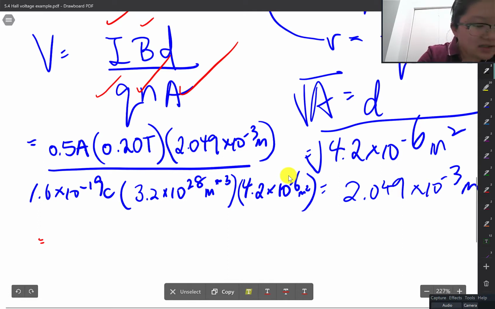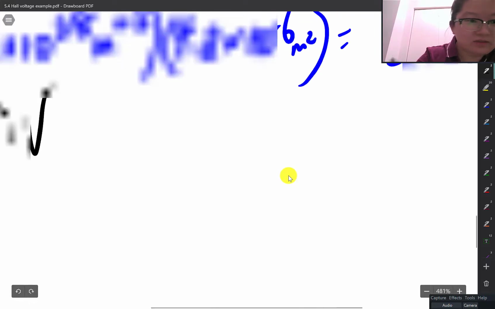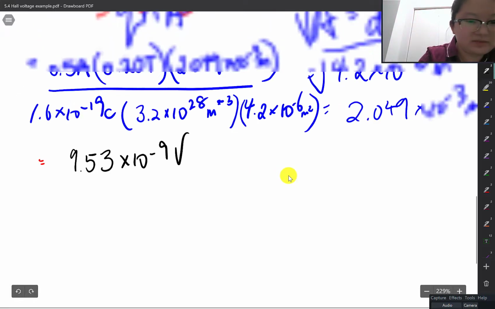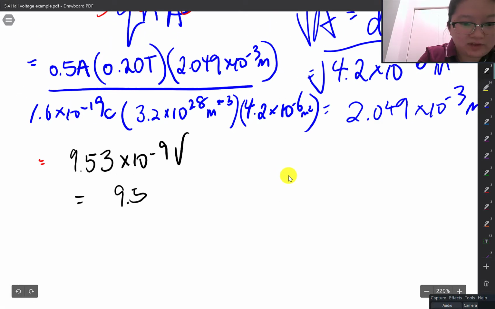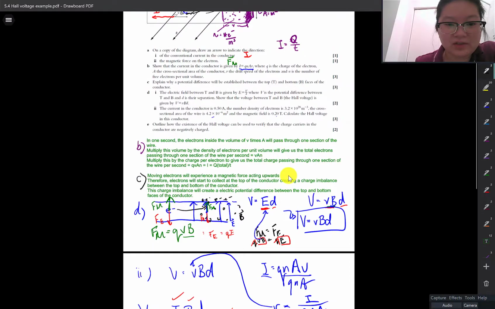So I get 9.53 times 10 to the power of negative 9 volts. That is very tiny, and that's going to round to about 9.5. So 9.5 times 10 to the power negative 9 volts. Okay? Roughly that. Phew! D2, last one.